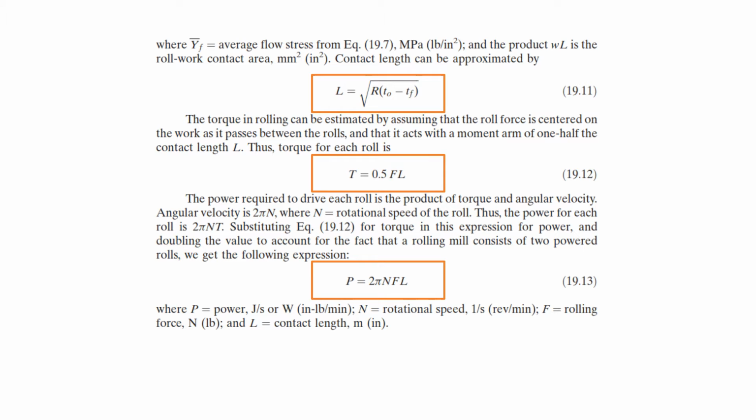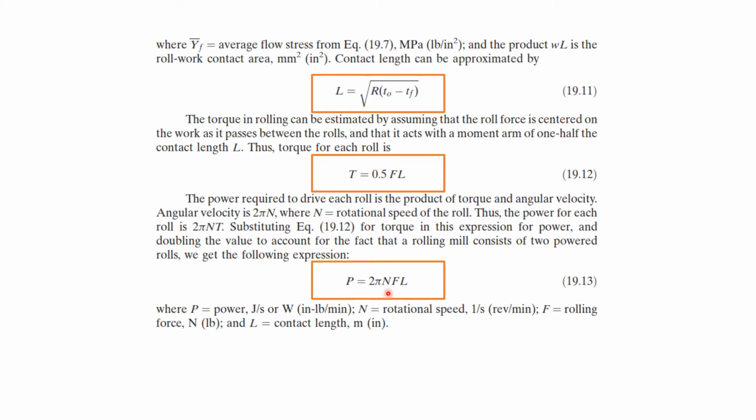We can also calculate the torque by using T equal to 0.5 FL, where F is the force and L is the contact length. And then we can also calculate the power required in order to perform the rolling process. This is calculated by using P equal to 2 pi NFL.